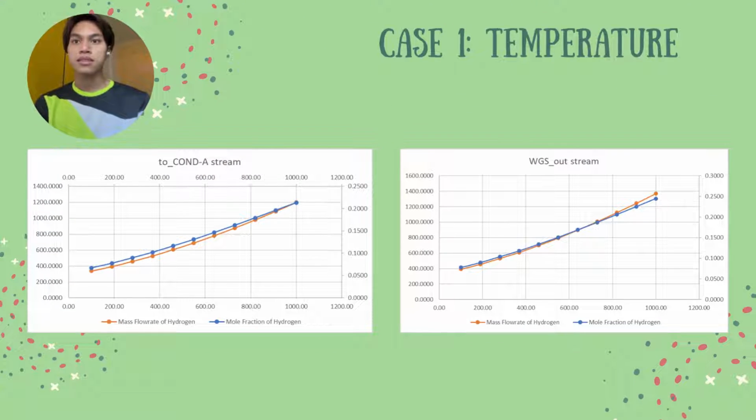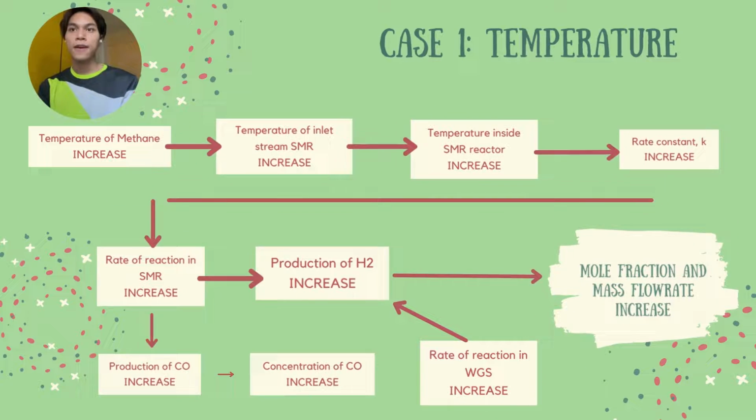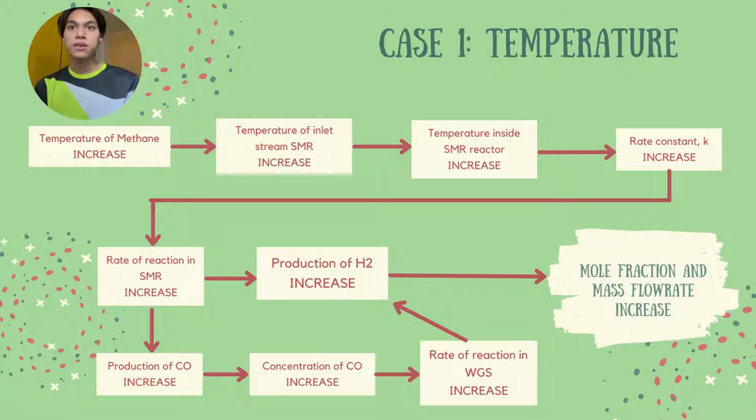The first case is the effect of temperature. According to the graph, production of hydrogen in both SMR and WGS reactors increases as the inlet temperature of the methane feed increases. The increase in methane feed temperature causes the inlet stream of the SMR to increase, which also increases the temperature inside of the reactor. According to the Arrhenius equation, the rate constant is temperature dependent. The rate constant increases as the temperature of the system increases.